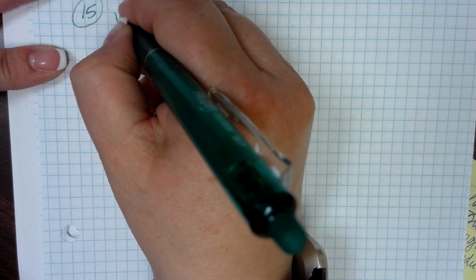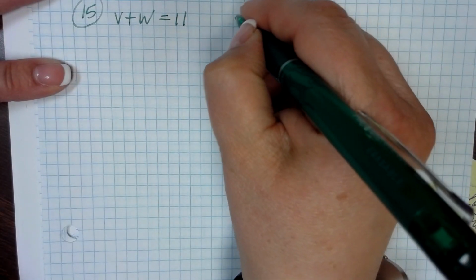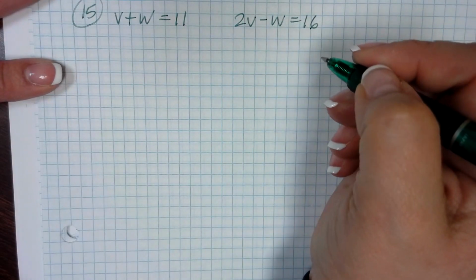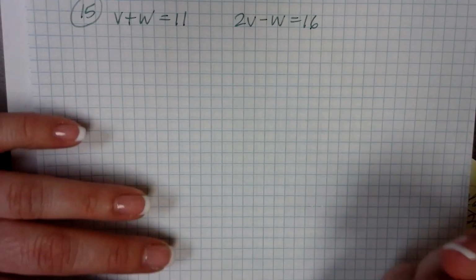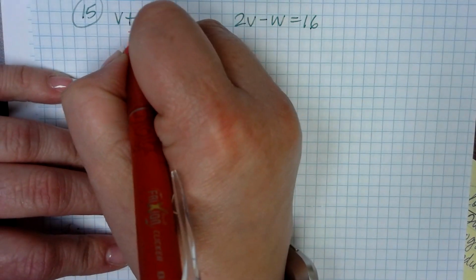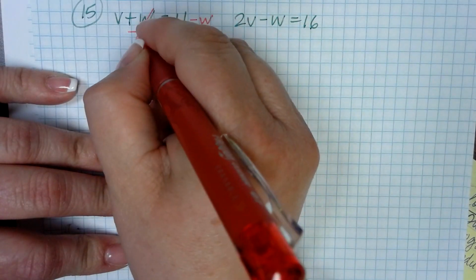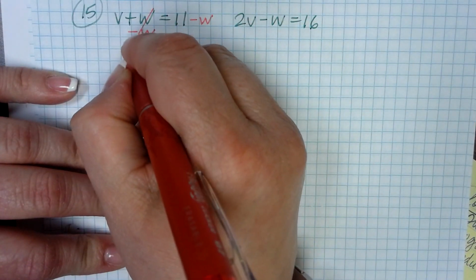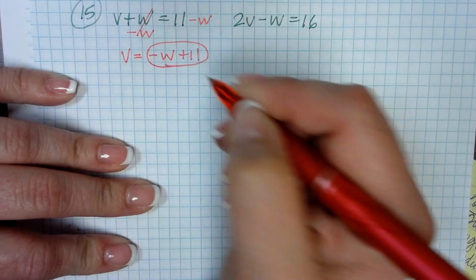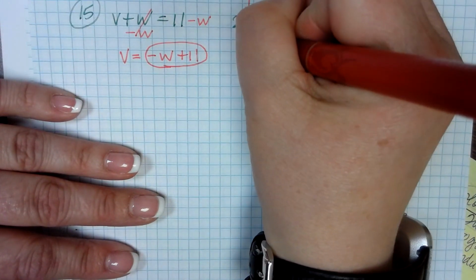This one is v plus w is equal to 11. And then they gave you 2v minus w is equal to 16. Okay, so we're still substituting. I'm going to start on this side because it's a little simpler. I'm going to subtract the w on both sides, which will cancel here, leaving me with v is equal to negative w plus 11. Okay, so I've solved for v here. What I'm going to do is substitute it right here into this problem.